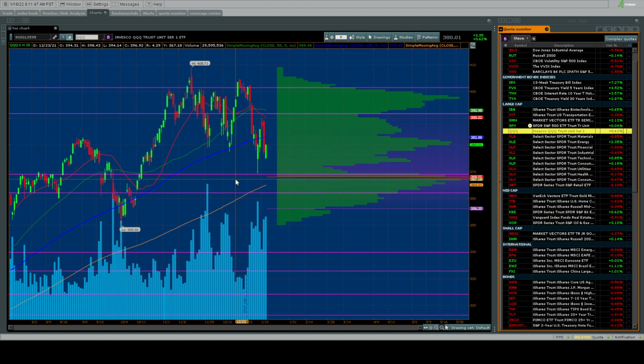Let's go on to QQQ. And what do you see here? You notice that 6-month volume profile. This is the first thing you see here. And what happened? It came down and tagged it. So if you're not sure if your supply zones are right, there's an easy way to find out if a buy zone is a buy zone.